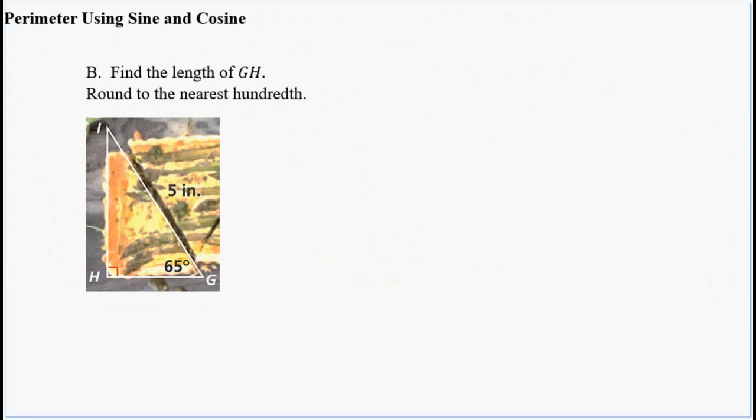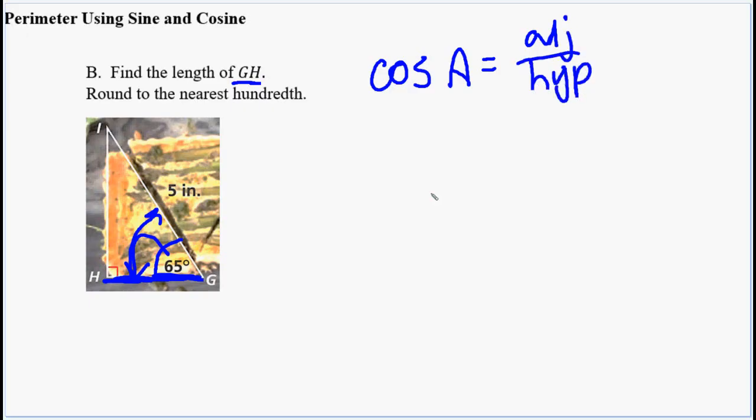Now in this one, it says find the length of GH. Now here is GH, I'm covering over in blue, and we've got this angle is 65. So from this angle's perspective, 65, we want the adjacent side. We have the hypotenuse. So what trig function deals with adjacent and hypotenuse? Well, that would be cos. The cos of the angle equals adjacent over hypotenuse. So we know the angle, the cos of 65 degrees, is equal to the adjacent side is unknown, let's just call it x, and the hypotenuse is 5.